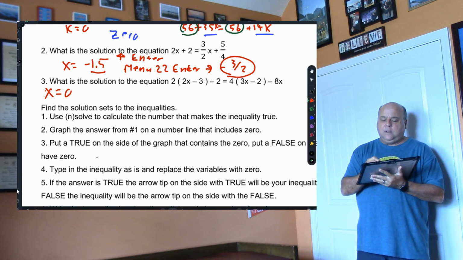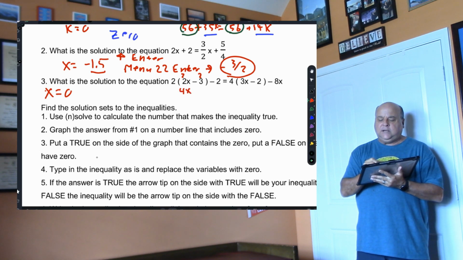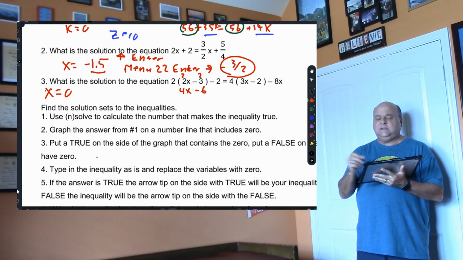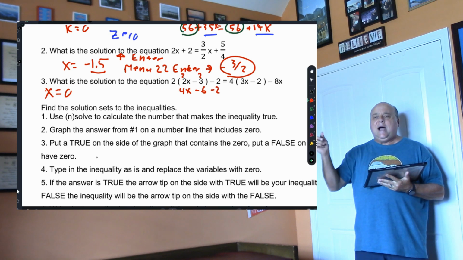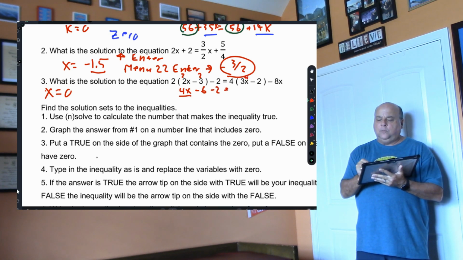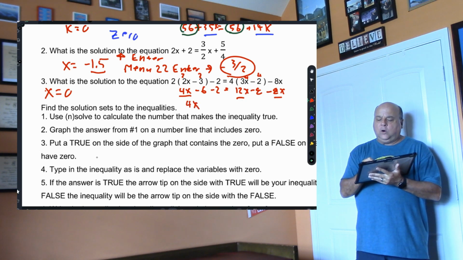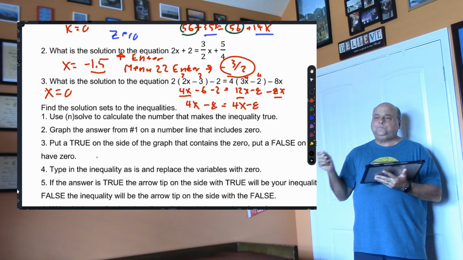Let's do the math. So we're going to bluebell track the 2. 2 times 2x is 4x. 2 times -3 is minus 6, and I got a minus 2. I'm just going to look at the letters real quick. Okay, equals, I'm going to bluebell truck the 4, so I got 12x minus 8 minus 8x. Now then, let's group the letters on the right. 4x, -6 minus 2 is a -8, equals 12x minus 8x is a 4x minus 8.